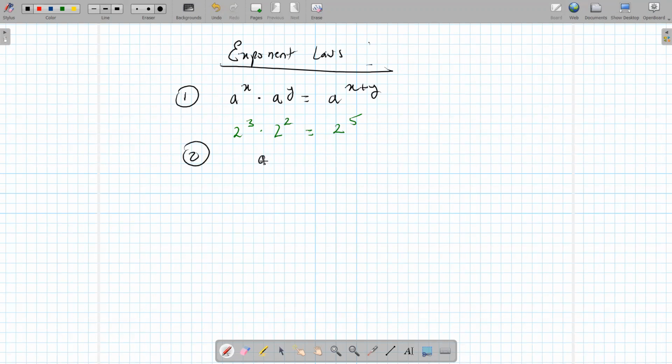Second rule is very similar, right? Instead of it being multiplied, you divide, and then you subtract the exponents. For example, if it's 2 to the 3 over 2 to the 1, that'll be 2 squared, yeah? Just subtract the exponent.